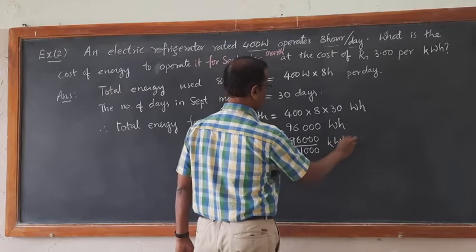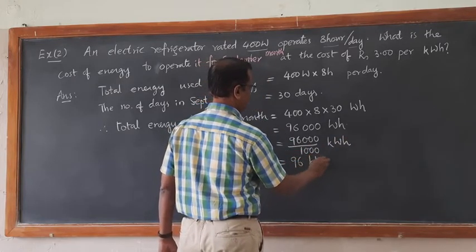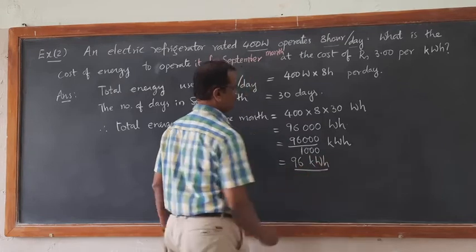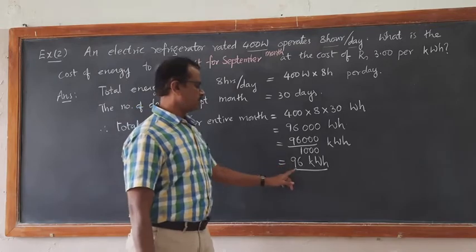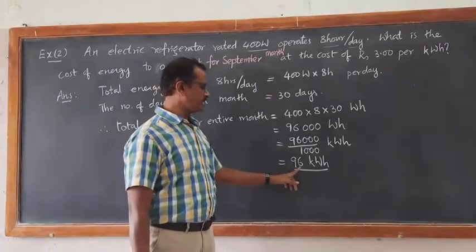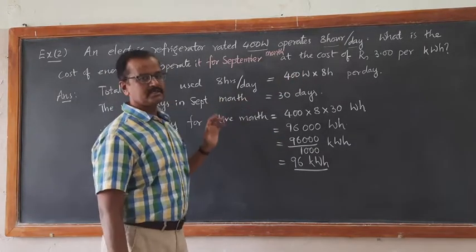Kilowatt hours. So that becomes 96 kilowatt hours. Means in the month of September, the refrigerator itself consumes an electric energy of 96 units. Per unit it is rupees 3.